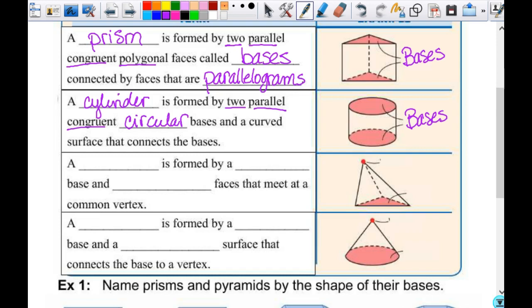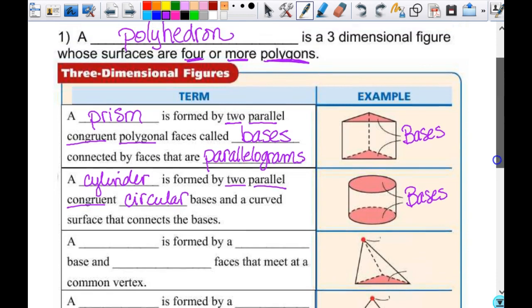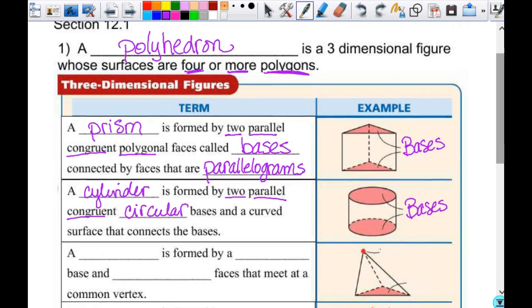Is a cylinder a polyhedron? Yes, no, maybe? It doesn't have any polygons, does it? No. Okay, so it's not. Just like a circle is not a polygon, right? A cylinder is not a polyhedron.